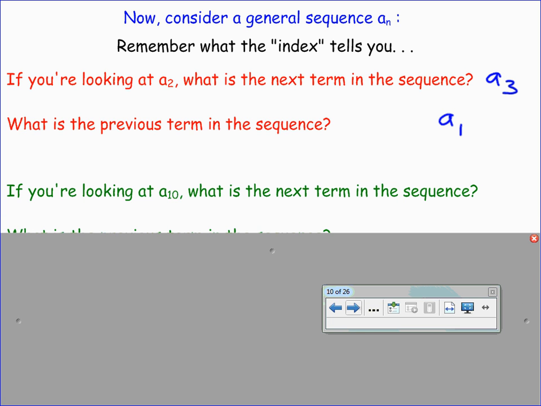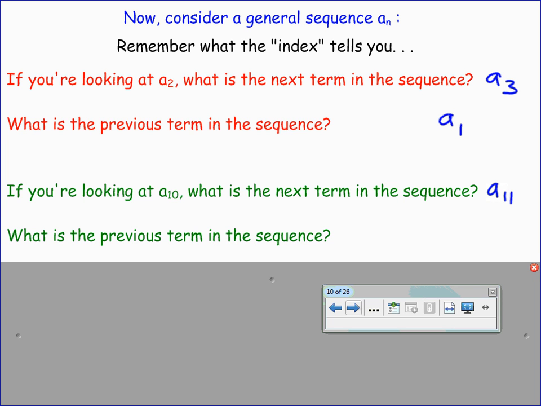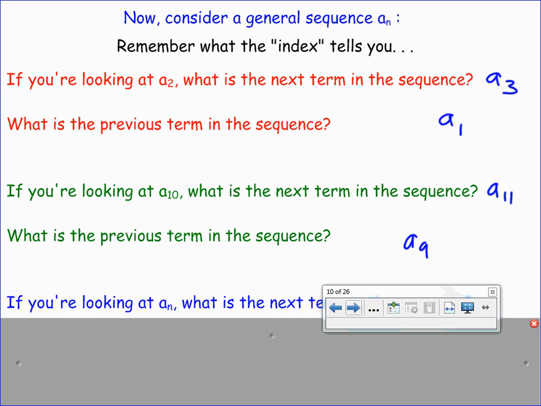If you're looking at a sub 10, what's the next term? What would the next term's name be? Katie? A sub 11. If you're looking at a sub 10, what would the previous term be? Katie? A sub 9. Excellent. All right.